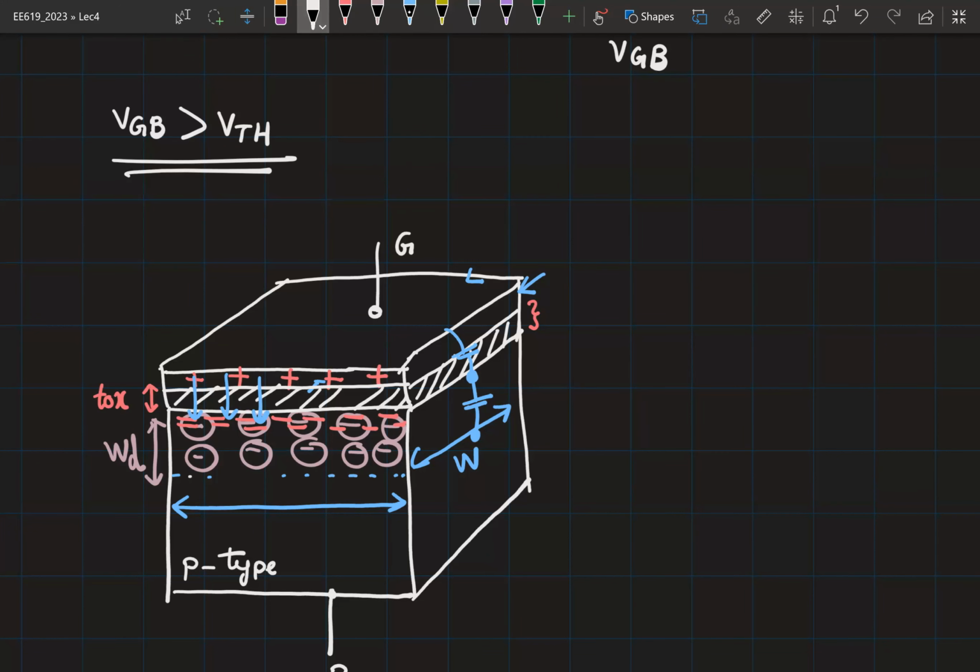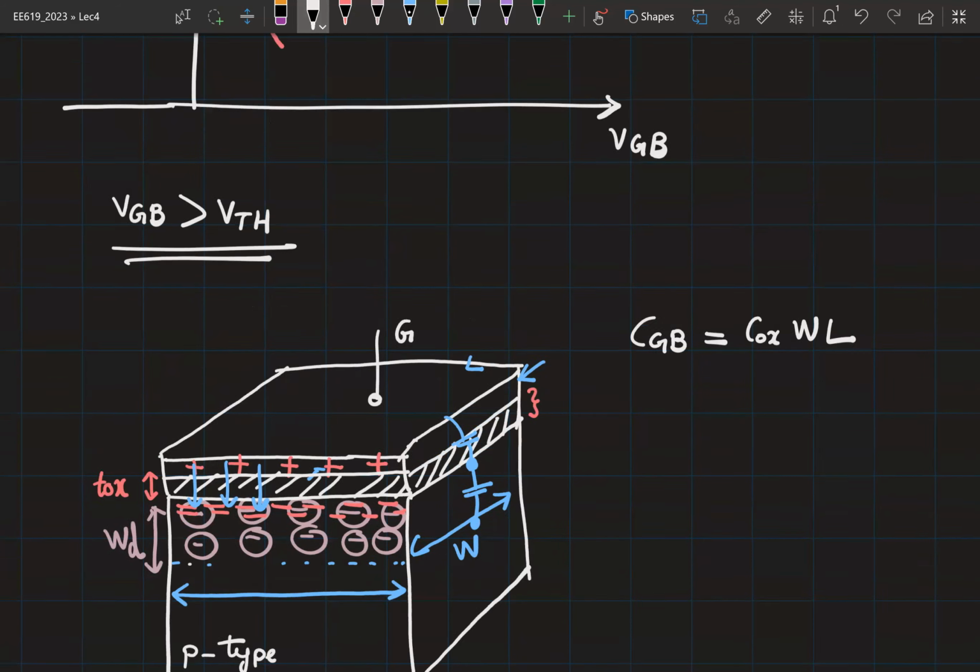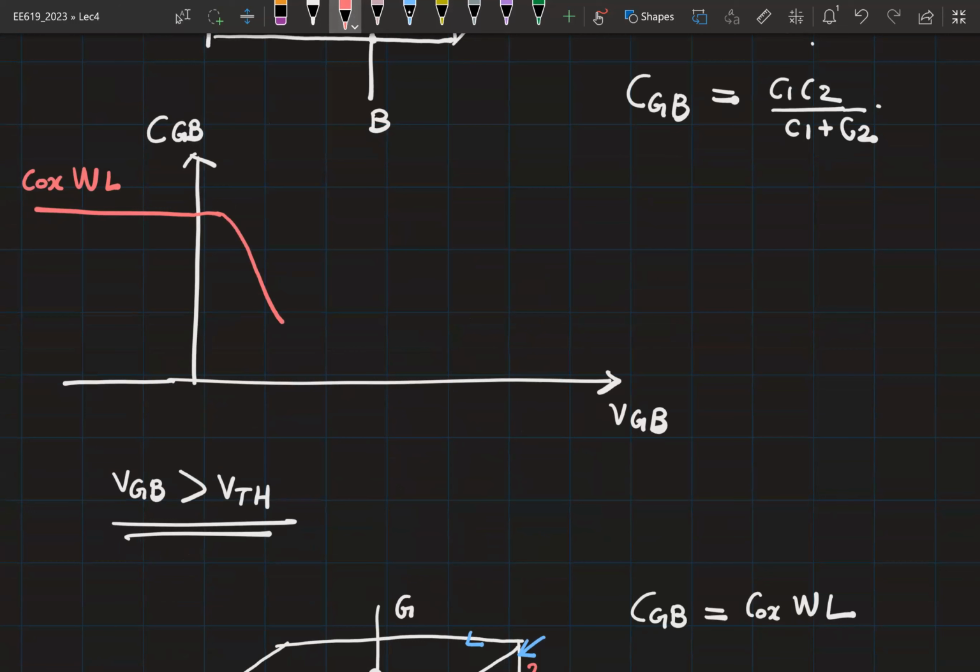So what is the capacitance? COX times W times L. Is this clear? So effectively, as you approach higher values of VGB, you will see that it comes back to COX times W times L, right? So this is the overall shape of the curve. Is this clear?